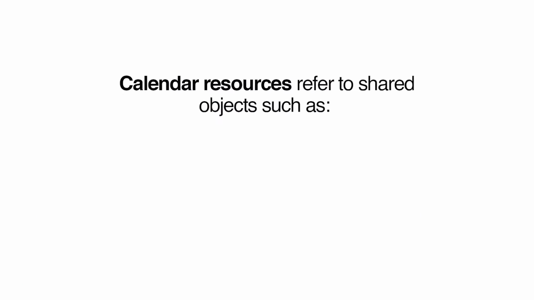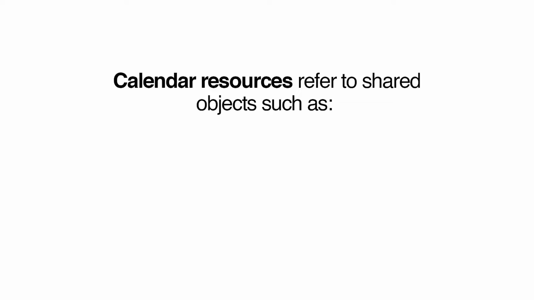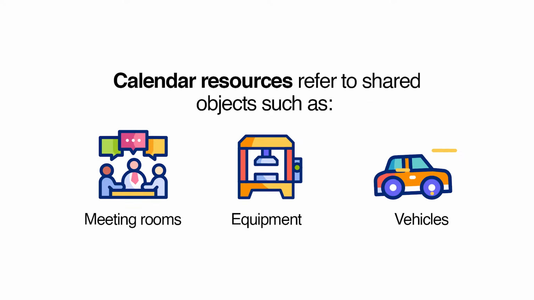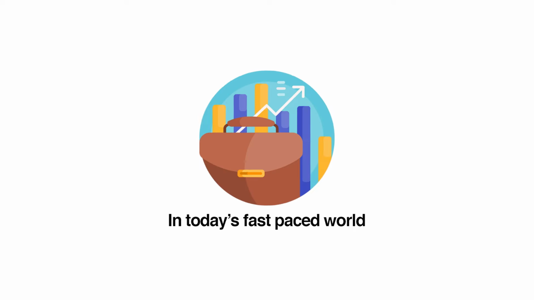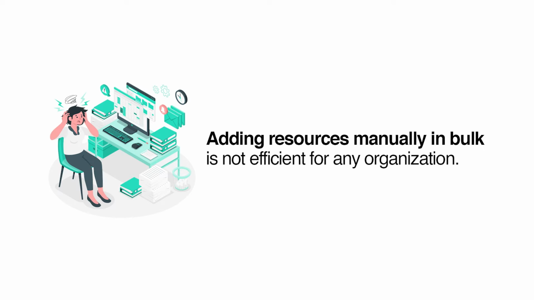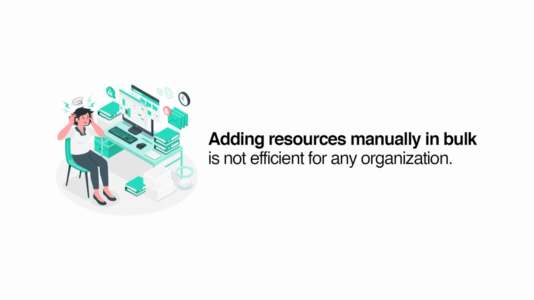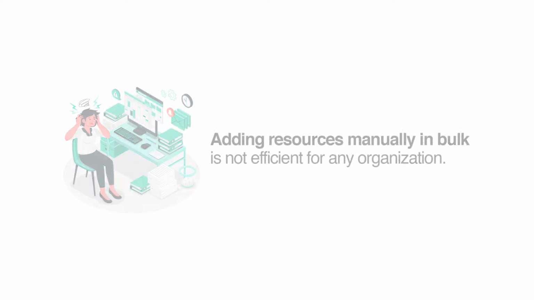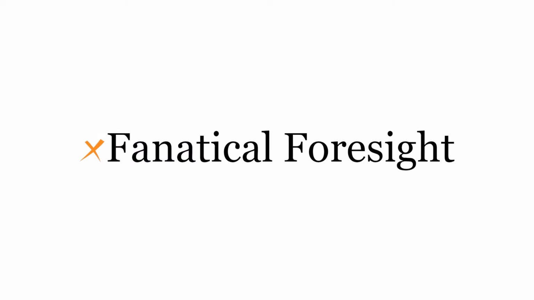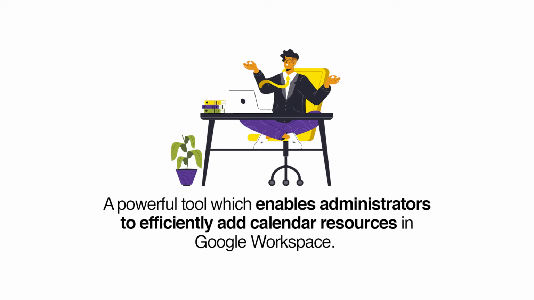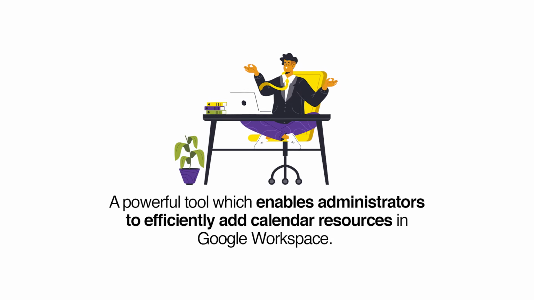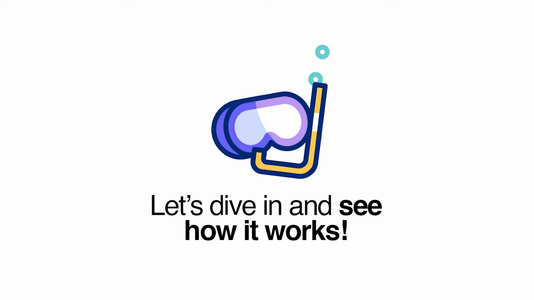Foresight. In Google Workspace, calendar resources refer to shared objects such as meeting rooms, equipment, or even vehicles that can be reserved and scheduled within the calendar system. But in today's fast-paced world, adding resources manually in bulk is not efficient for any organization. That's where xFanatical Foresight comes in, a powerful tool which enables administrators to efficiently add calendar resources in Google Workspace. Let's dive in and see how it works.